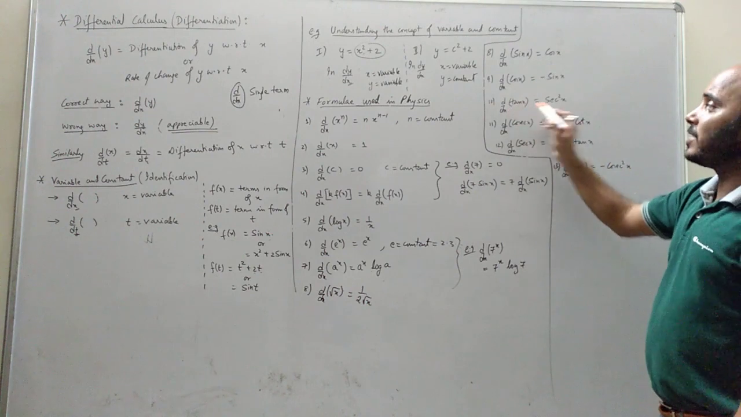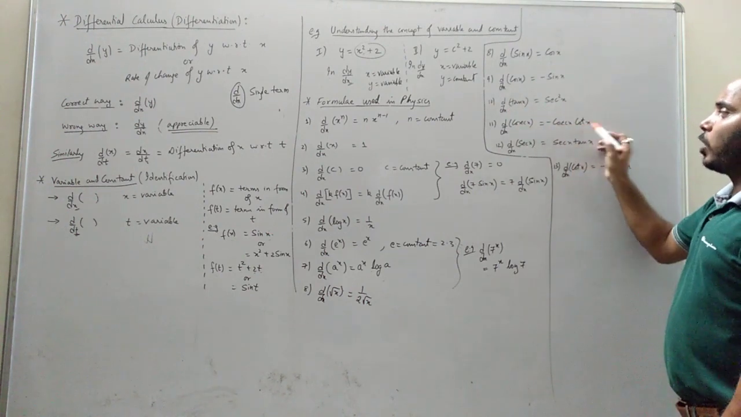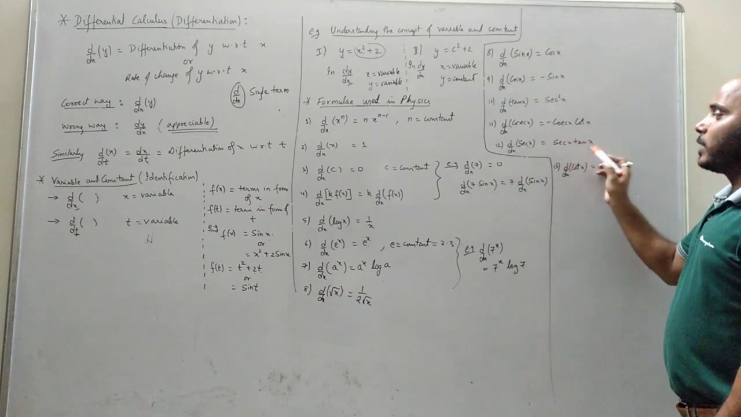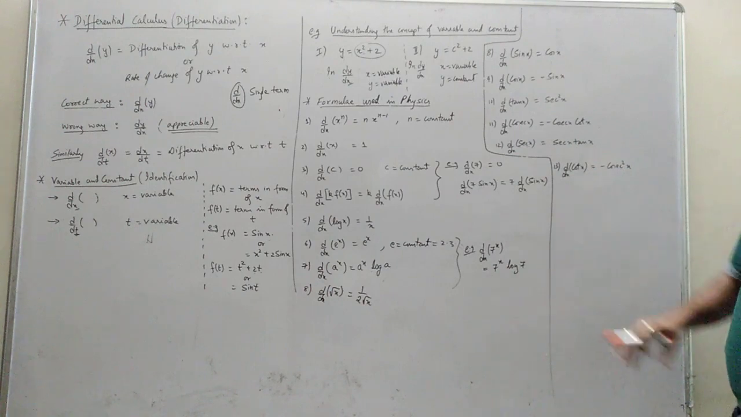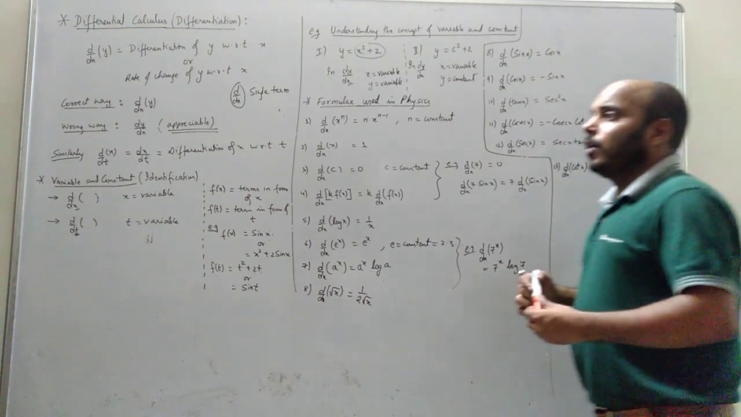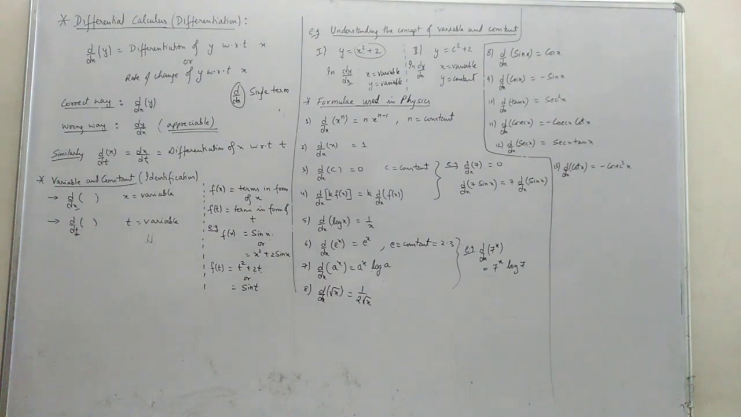Similarly, d/dx of tan x is sec square x. d/dx of cosec x is minus cosec x into cot x. d/dx of sec x is sec x into tan x. d/dx of cot x is minus cosec square x. Okay, you write down these formulas, plus you understand the basic concept of differentiation and different types of formulas. Now let's continue. There are a few more formulas. We will continue the formulas in this video only, but in the next videos we'll go for the solving process.